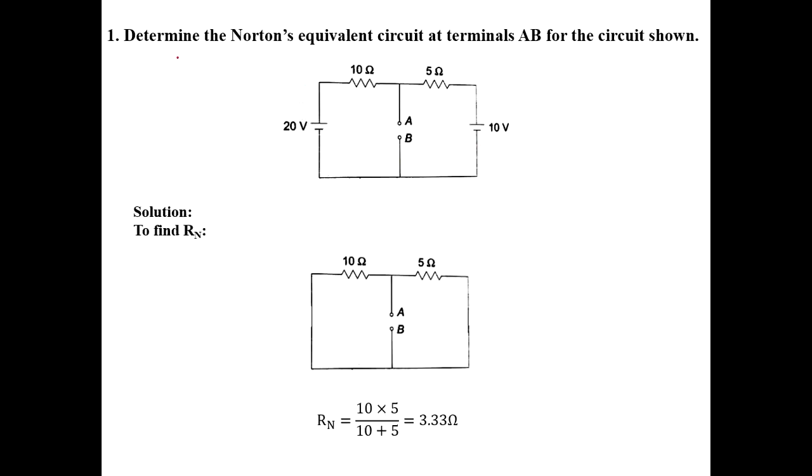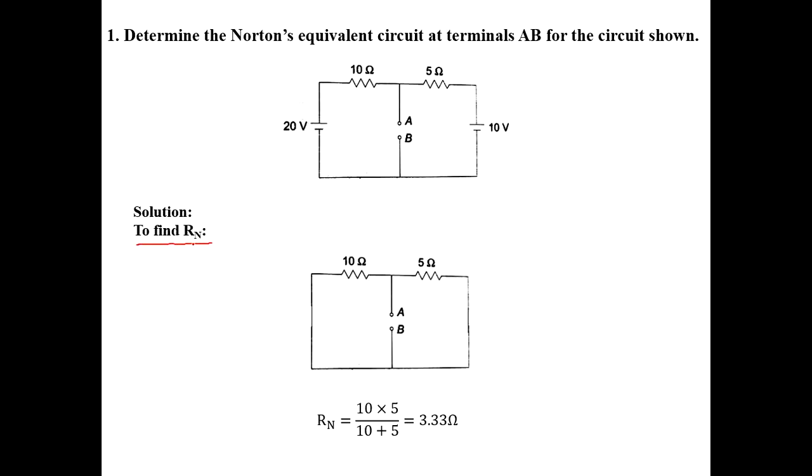Let's see the first problem. Determine the Norton's equivalent circuit at terminals AB for the circuit shown. First, we have to find the R Norton. Because we know that for the Norton equivalent circuit, we need the Norton current and Norton resistance. For that, first we have to find the Norton resistance.